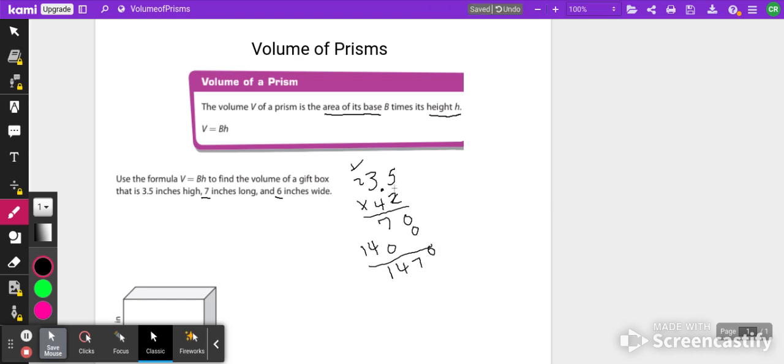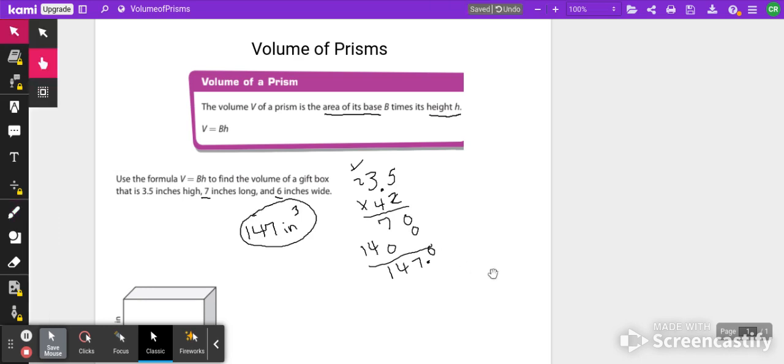Remember, when you're multiplying by decimals, you have to look at your original problem and see how many numbers are behind a decimal. Here I've just got 1. So make sure I've got 1 number behind the decimal in my answer. That would be 147. And it's measured in inches. Volume is cubed, so you have to put a tiny 3 up there. And that'll be the volume of your prism.